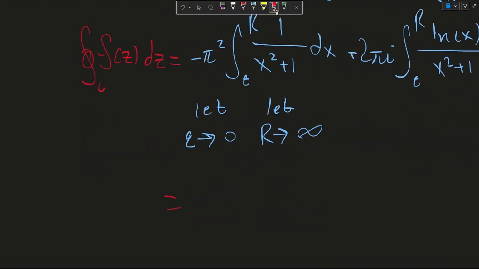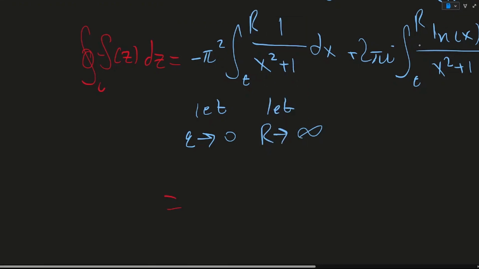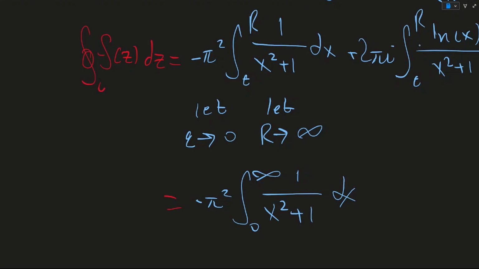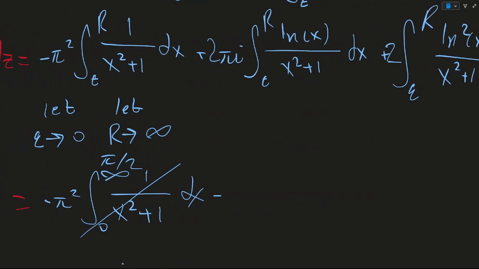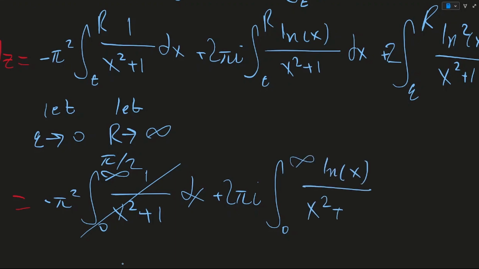This gives us negative pi squared times the integral from 0 to infinity of 1 over x squared plus 1 dx. And this is a familiar integral. This integral evaluates to pi over 2 because the antiderivative of 1 over x squared plus 1 is the arctangent function. And we know that at infinity, the arctangent function approaches pi over 2. And then we have plus 2 pi I times the integral from 0 to infinity of ln of x over x squared plus 1 dx.